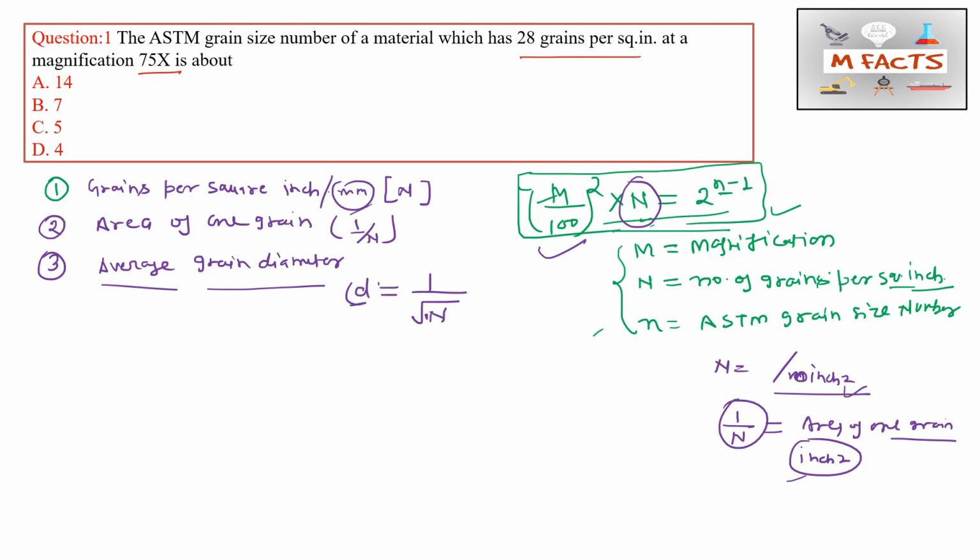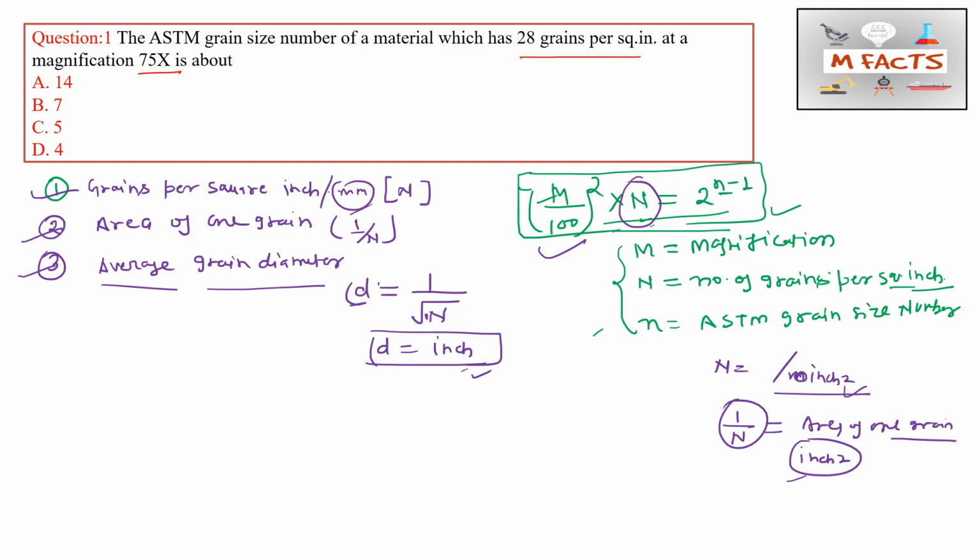Okay, every formula you can verify with the units. Suppose this n unit is per square inch, so I will be putting this per square inch here, so I will get this d in inches. Okay, so this is the average grain diameter, which I will get in inch or which I will get in mm according to the questions. Okay, so these are the possible type of questions they can ask in exams.